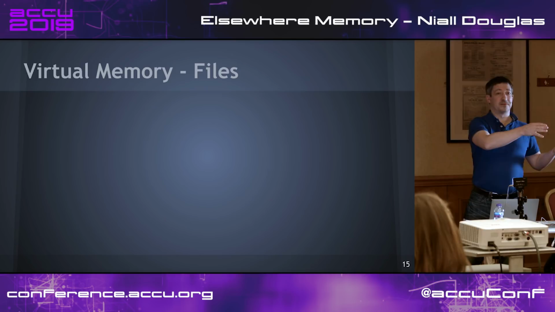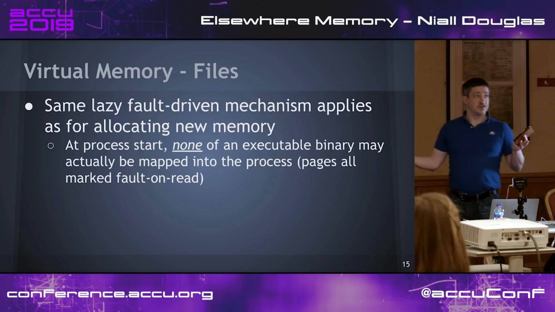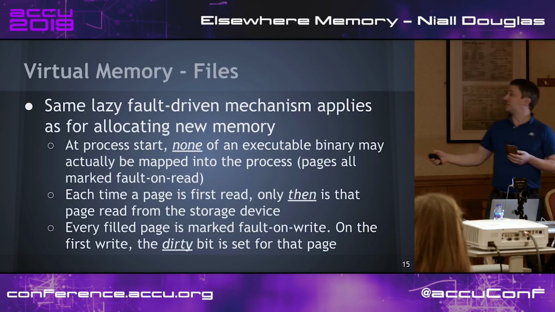You've got exactly the same system for virtual memory, for file mapping, as you do for allocating new memory. You start up a process, you might have none of this stuff allocated at all. So what happens is that every time the CPU goes off and reads something, it'll fault something in, it'll get pulled in from the storage device as it goes. And what you do is you mark every one of these pages that comes in from files as fault on write. On the very first write, you set the dirty bit.